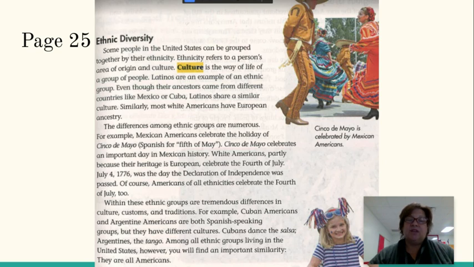Within these ethnic groups are tremendous differences in culture, customs, and traditions. For example, Cuban Americans and Argentine Americans are both Spanish speaking groups, but they have different cultures. Cubans dance the salsa, Argentines the tango. Among all ethnic groups living in the United States, however, you will find an important similarity. They are all Americans.